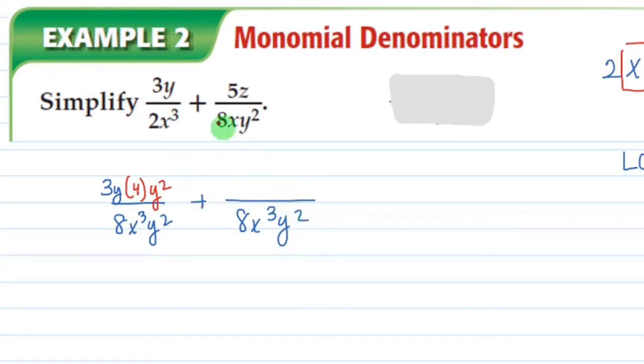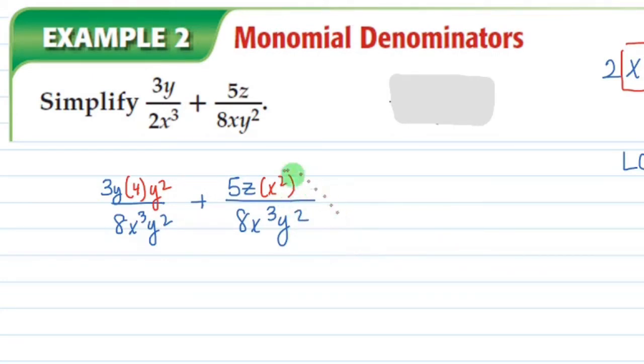All right, how about this fraction here? How do you go from 8 to 8? You don't do anything, so leave it alone. How do you go from x to the third power? You need to multiply by x squared. So the 5z is already there, but now we're going to multiply by x squared to get from this x to this x. And then how do we get from y squared to y squared? We don't do anything.